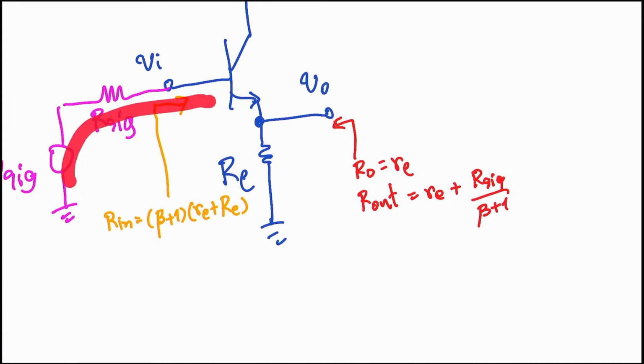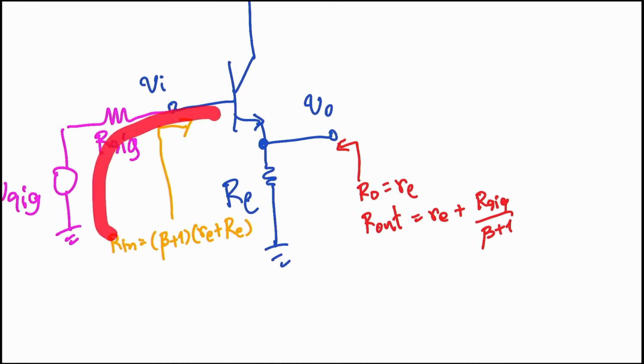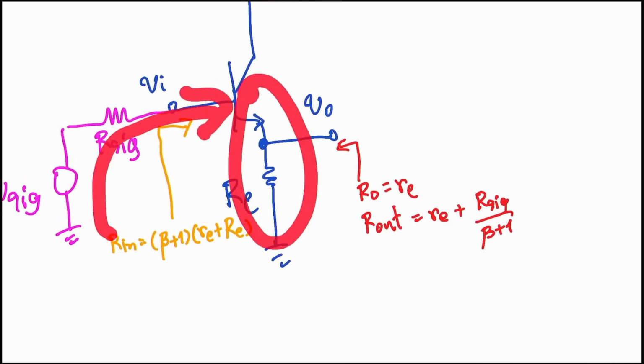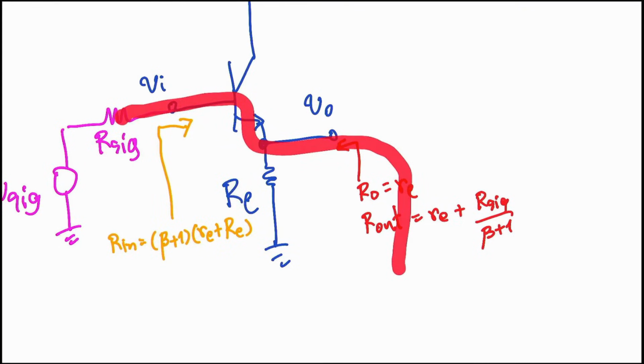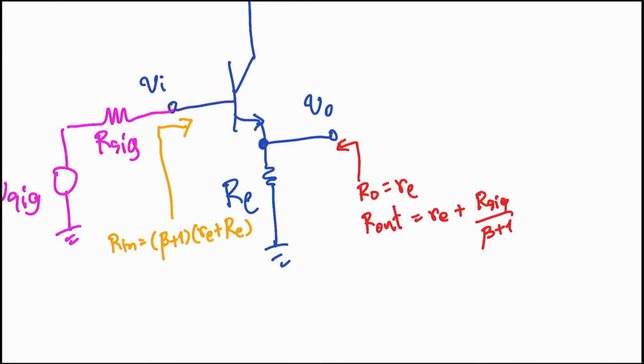Looking from the input side, don't forget this is an emitter follower. Looking from the input side, the load resistance is increased in magnitude by being multiplied by beta plus 1. If you look from the output side towards the input side, the input resistance connected to the base pin will be reduced by a ratio, divided by beta plus 1.